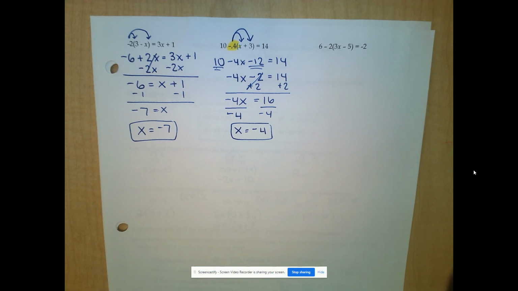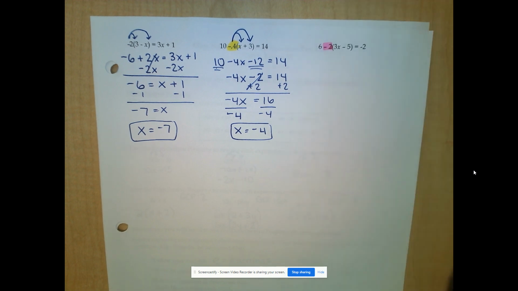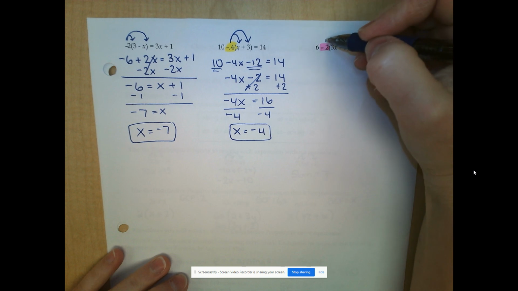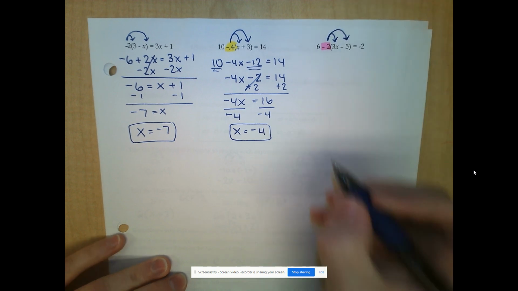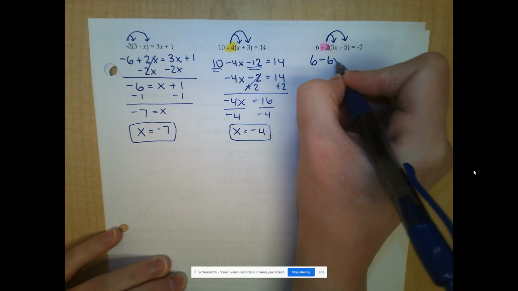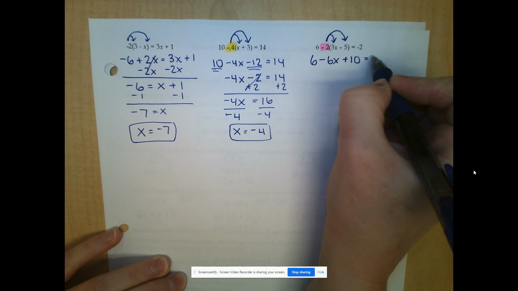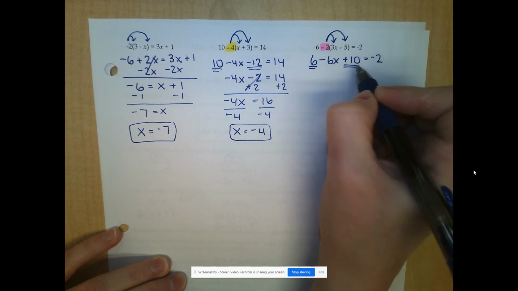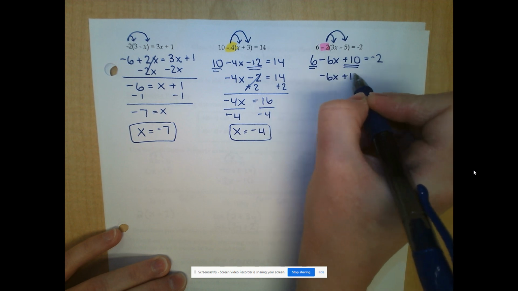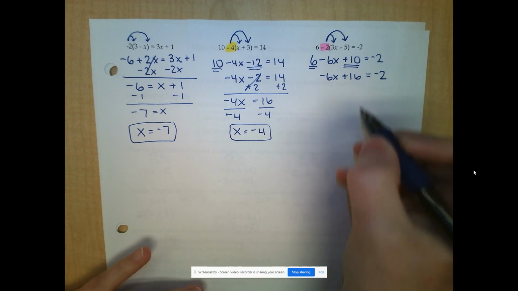I'm going to do the same type of problem again where I'm distributing a negative. In this case, it's a -2 multiplied by both of the pieces inside the parentheses. 6 minus 6x, a -2 times a -5 would become +10. Simplifying the left side, 6 plus 10, -6x plus 16 equals -2. I have finished simplifying the left side.